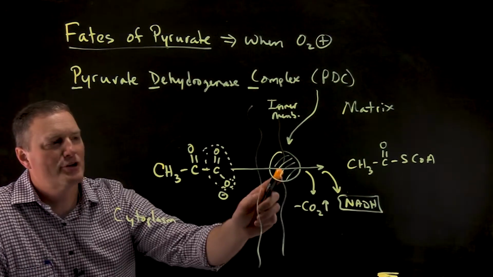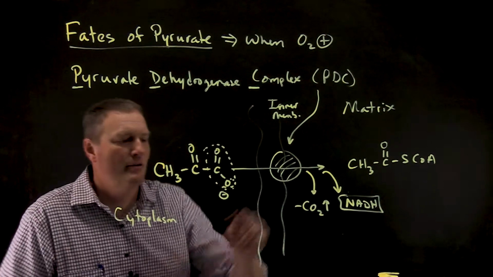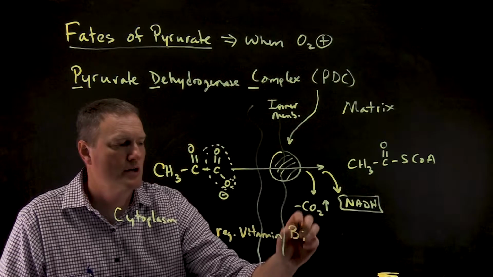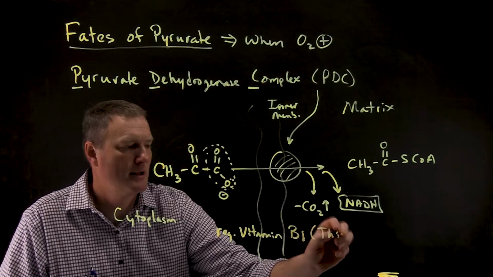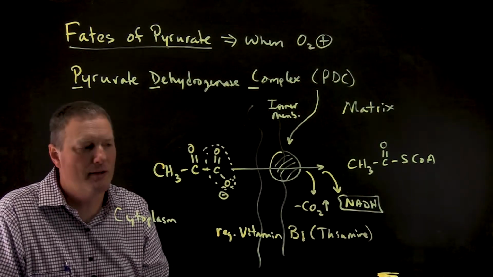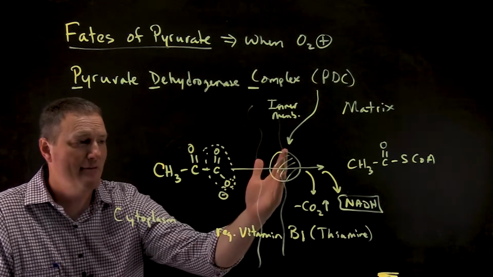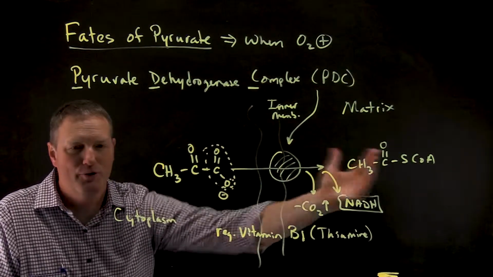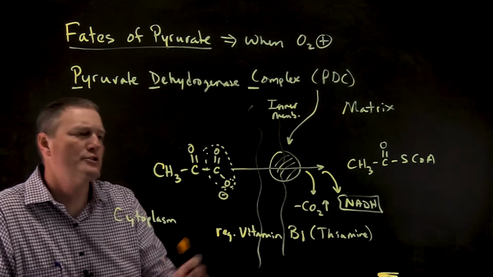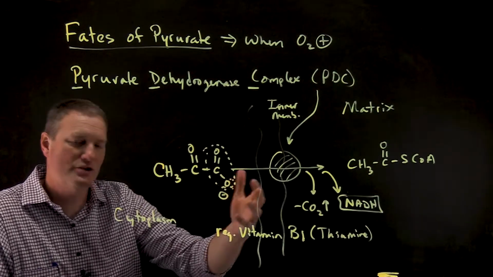A couple other features you probably should know about this. Ultimately, it requires a very important vitamin. So it requires vitamin B1, which is also named thiamine. So there's an absolute requirement in our diets for thiamine, or vitamin B1. This enzyme absolutely requires that vitamin. And if you don't have that vitamin, you can't ultimately convert pyruvate into acetyl-CoA and ultimately make lots of ATP. So the pyruvate dehydrogenase complex is sort of the fate of pyruvate when oxygen is present.